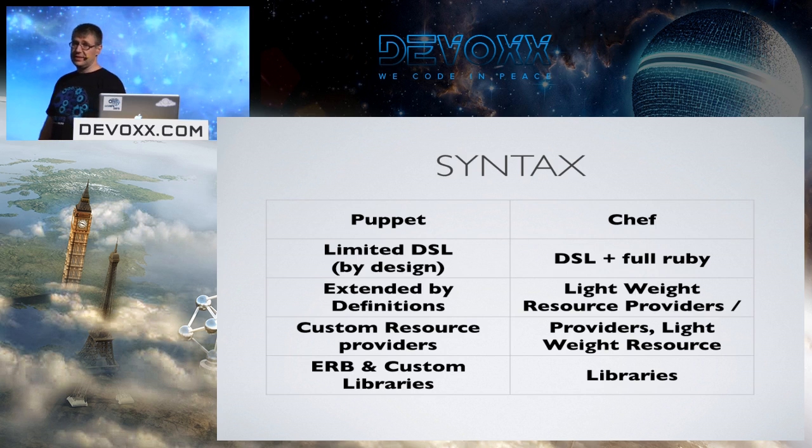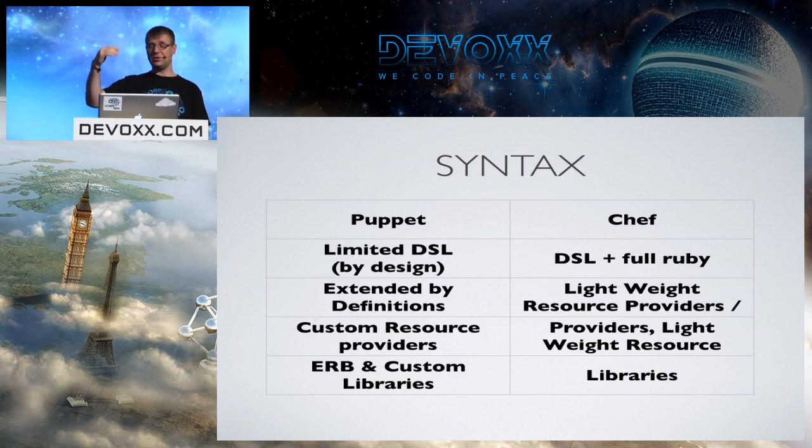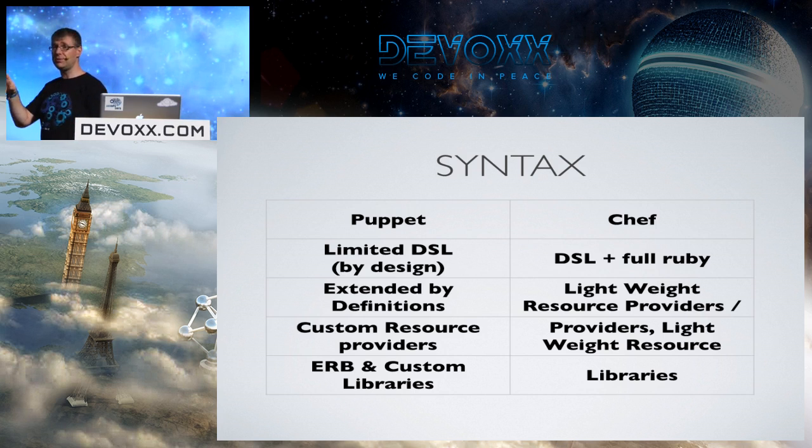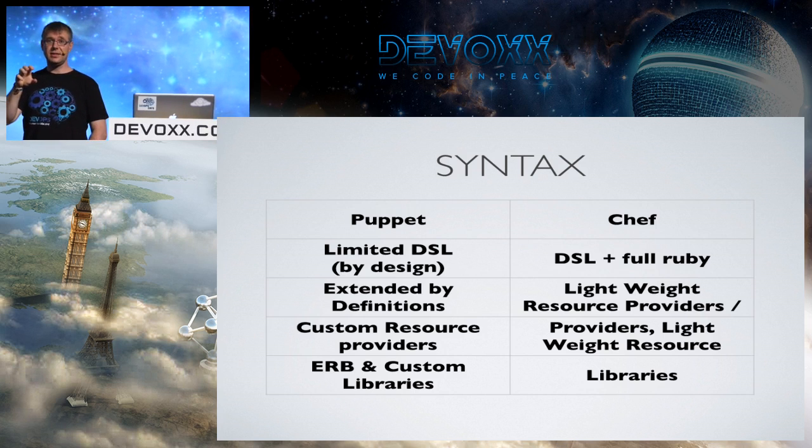The syntax is a DSL. Like a config file, it's a limited set of words within Puppet, very specifically. You can extend these by going to definitions or things like resource providers or libraries, but the strength and the weakness of Puppet is that it really, by design, limits the DSL or the terms you use. This makes it easy to adopt because there's only a limited set.